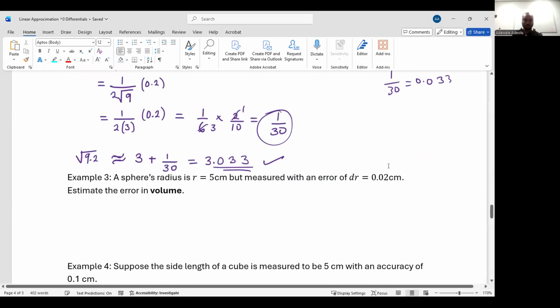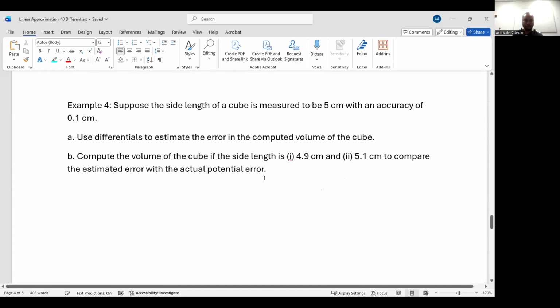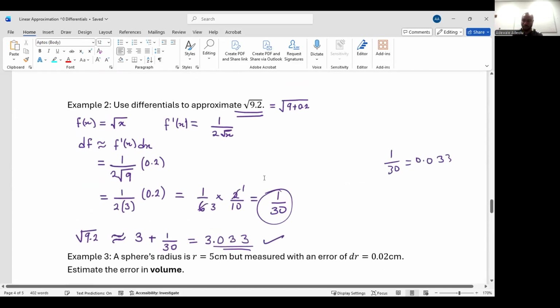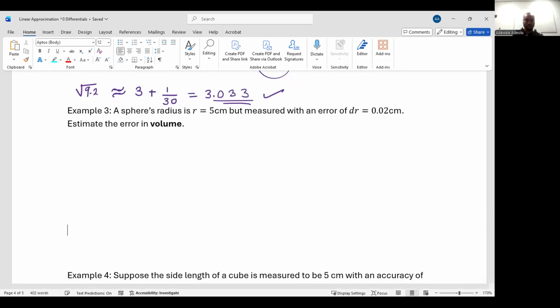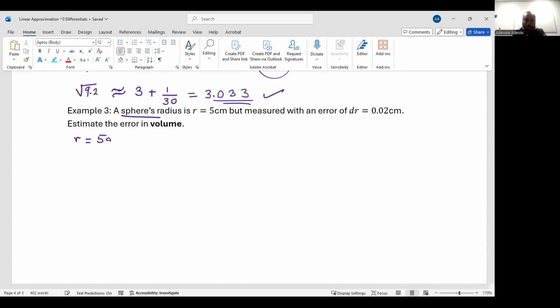Okay. Let us look at this example. A sphere has a radius which is 5 centimeter. Radius of sphere is 5 centimeter, but measured with an error of dr equals 0.02 centimeter. Now we want to estimate the error in volume. You need to know the volume of sphere. We used this in class last time.